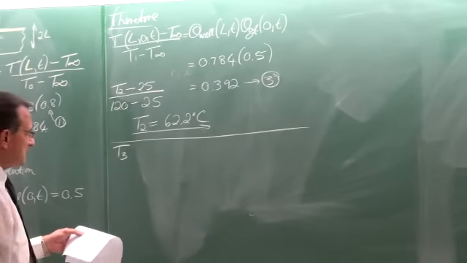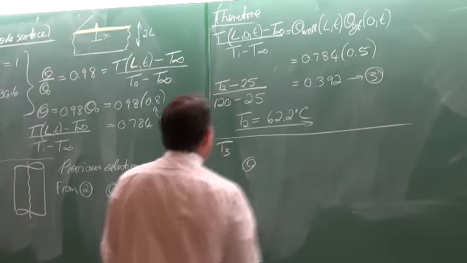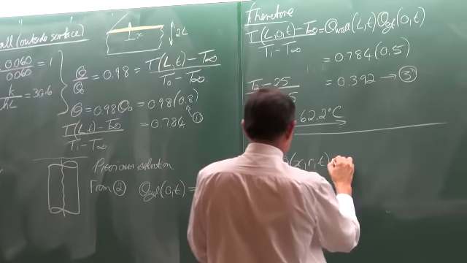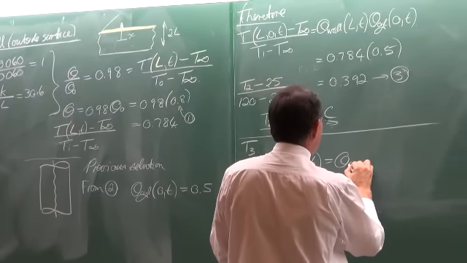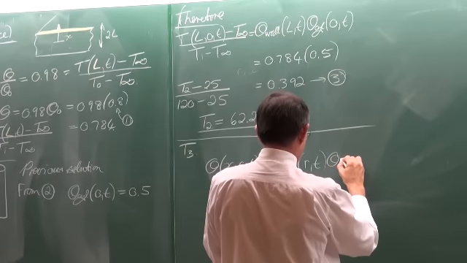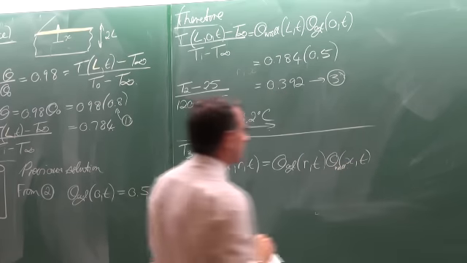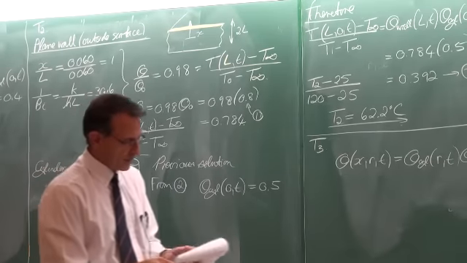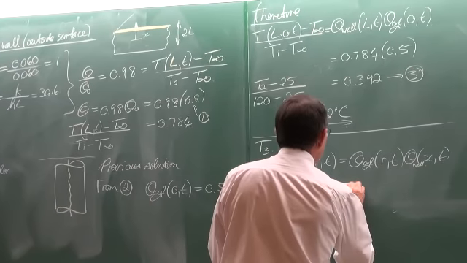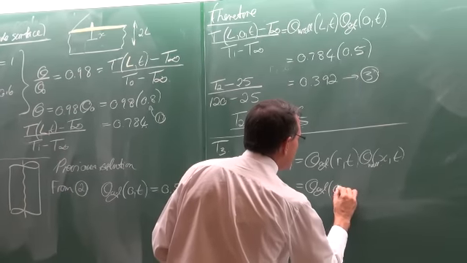Okay. To get the temperature at point 3, the non-dimensionalized temperature, XRT, is equal to the non-dimensionalized temperature for the cylinder at RT multiplied by the non-dimensionalized temperature for the wall. That is the general solution. Where do we want to calculate it now? Well, that would be at the cylinder where R is equal to 50 millimeters.